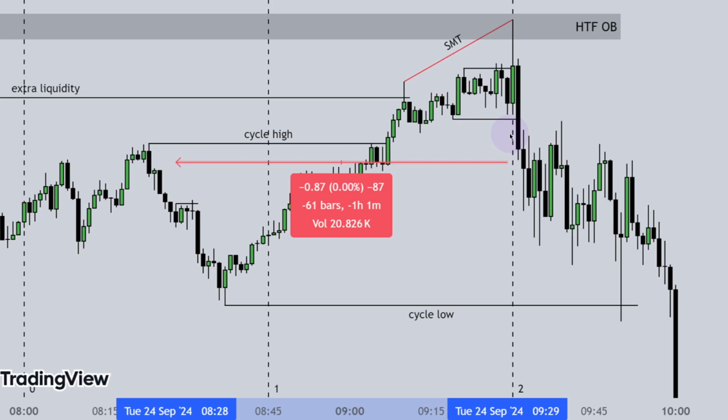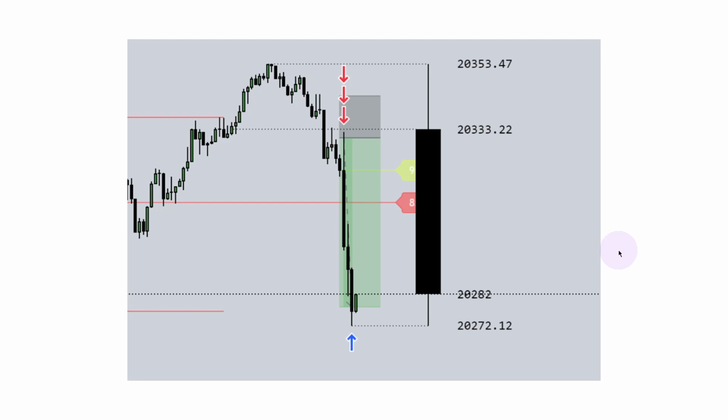Candle before end of the cycle even, 61 bars, price sweeping liquidity up and pushing lower. Showing some strong candles which we got here, hitting cycle low. This is some confirmations you can use.